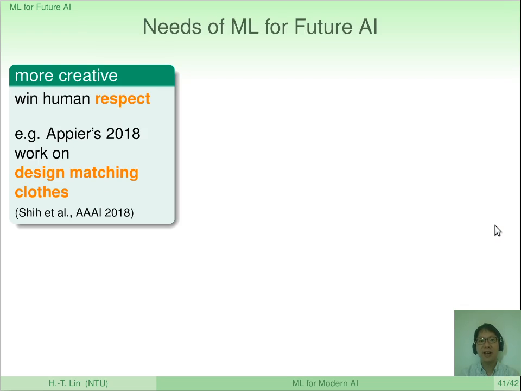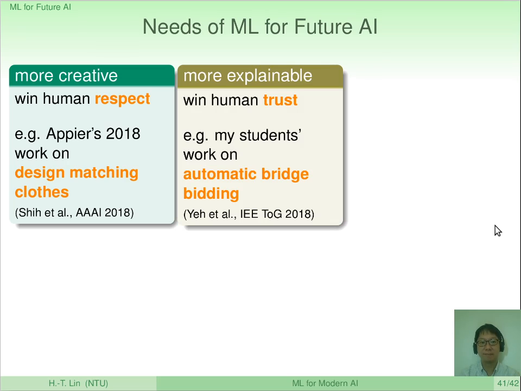And for future AI, it's going to be more creative to win the human's respect. Okay, like at APIR, we had an earlier work on designing matching clothes. Okay, so that's the creativity part. And when AI becomes creative, people respect it more because creativity was originally believed to be something reserved for humans, while if machines can achieve it in some decent way, people love it.